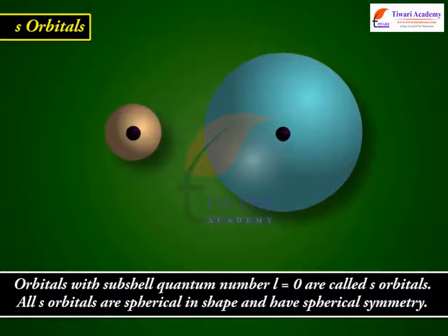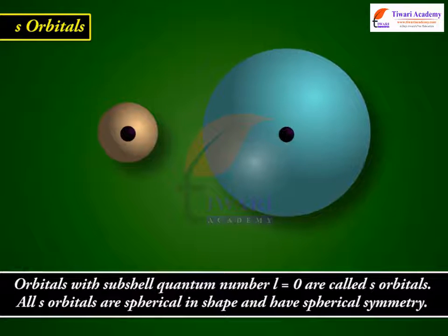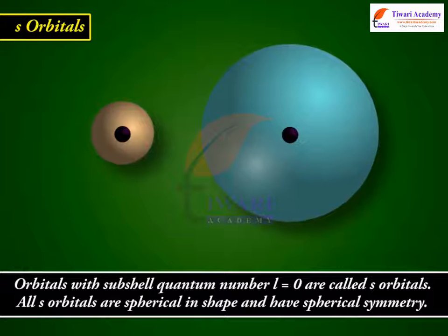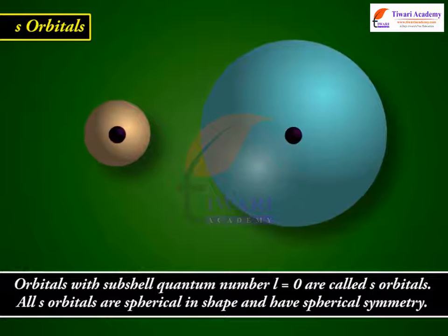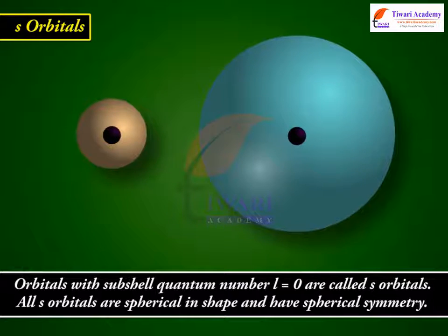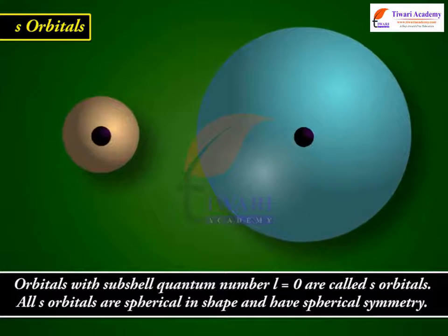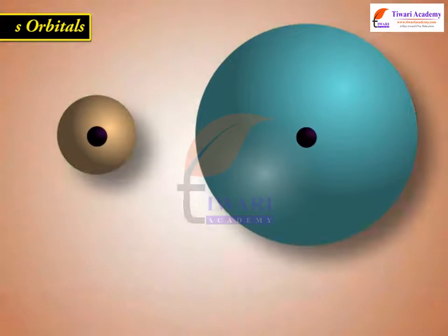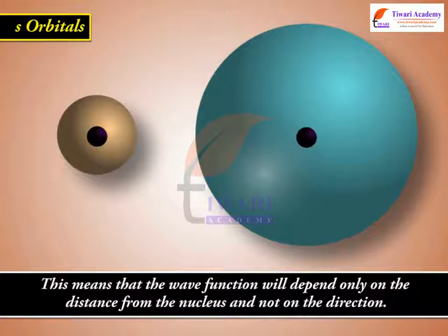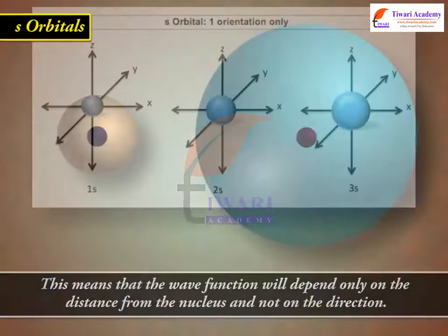Orbitals with subshell quantum number L equal to 0 are called s orbitals. All s orbitals are spherical in shape and have spherical symmetry. This means that the wave function will depend only on the distance from the nucleus and not on the direction.